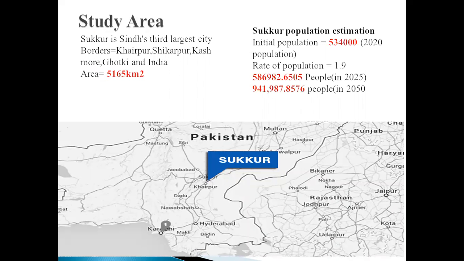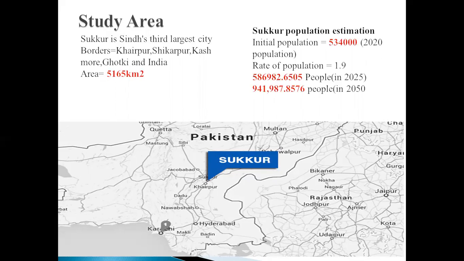Now come to the study area. Sukkur is the third largest city in the province of Sindh. Its borders are with the Khairpur district, Shikarpur, Ghotki, and Kandhkot. The total area of Sukkur city is 5,165 kilometers, whereas its population is 534,000 up to date.